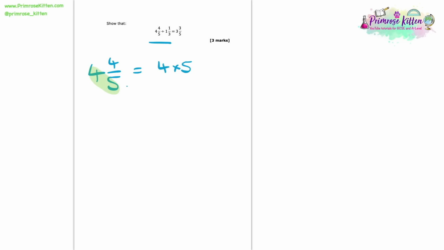We do this by doing the 4 times the denominator and then plus that 4 of the numerator. So here we've got 4 times 5 and then we add on that 4. And it's all over 5, which was that denominator. That gives us 24 over 5. So we can rewrite 4 and 4/5 as 24 over 5.